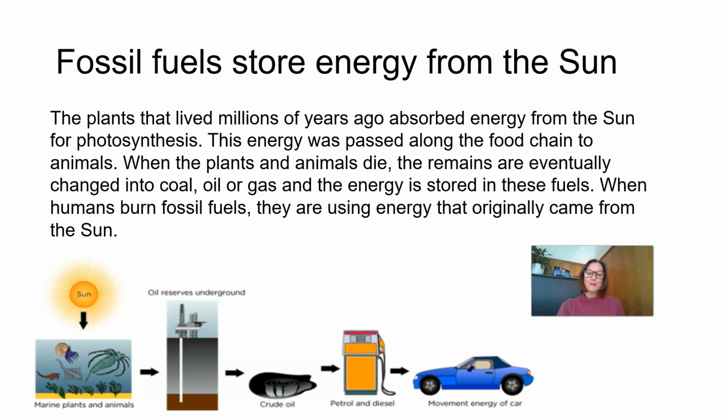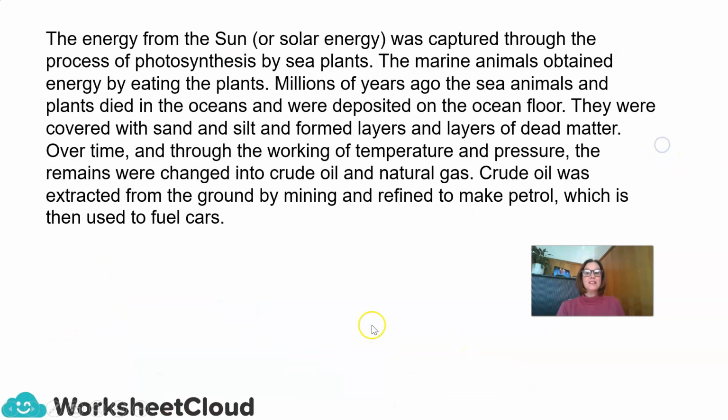So, do you see how it all goes back? Marine plants and animals died, fossils formed underground, we got crude oil from that, which gave us petrol and diesel, and now we're able to drive the cars. So the energy from the sun, or the solar energy, was captured through photosynthesis by the sea plants. The marine animals obtained energy by eating the plants.